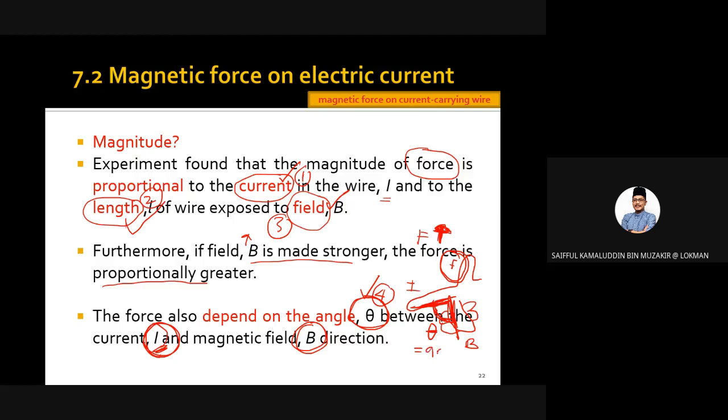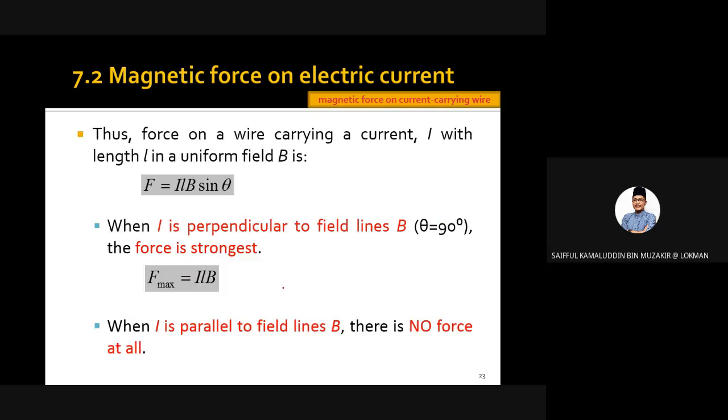If theta is 90 degrees, this is the maximum. We will get the highest force that we could have. But if theta is lower than 90 degrees, the force is lower. How are we going to calculate that? We have all the clues, so we could formulate them into one formula. This is the formula: ILB sin theta. Remember, we have four parameters. This is the first one, the second one, the third one, and this is the fourth one. Congratulations, we have four parameters included in the formula.